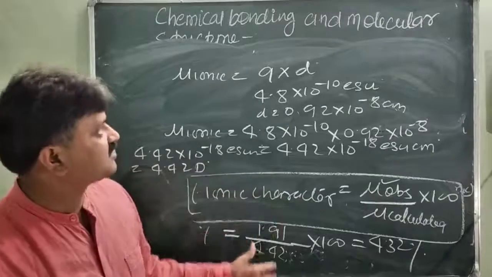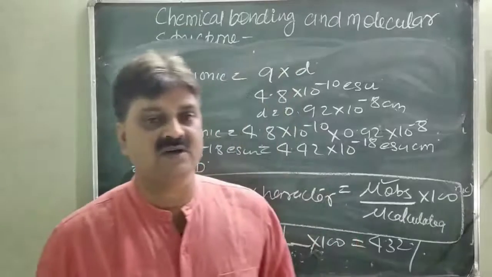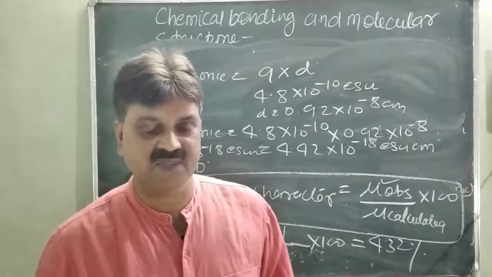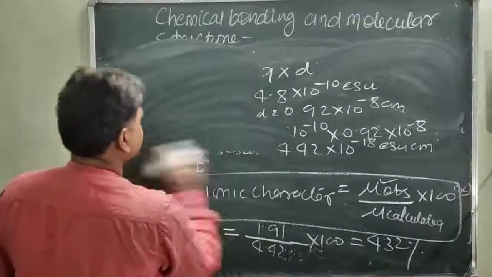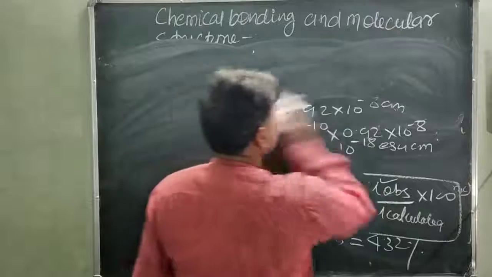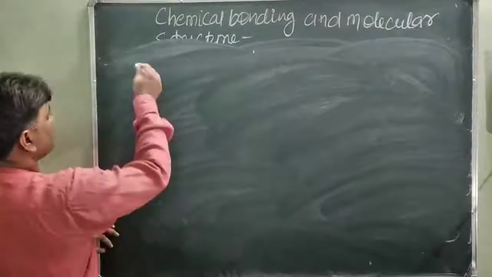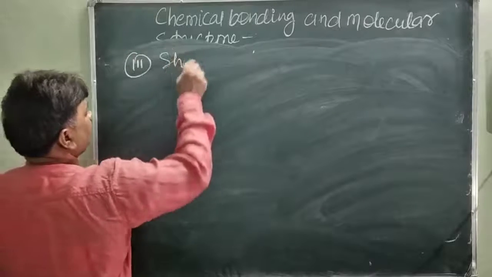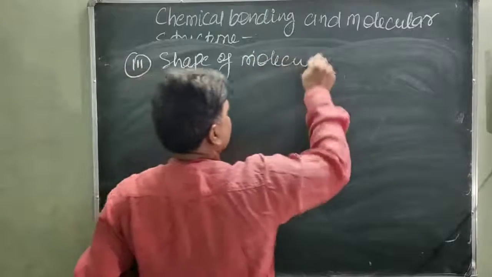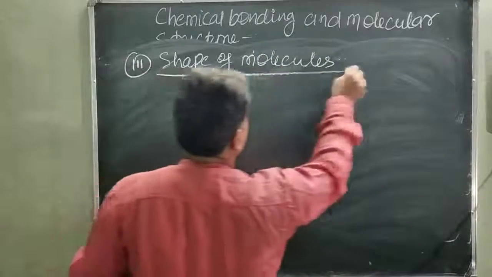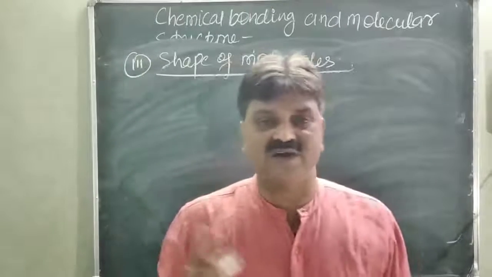So with the help of this dipole moment, you can predict the percentage ionic character of the given molecules. Is it clear? Third application, this is the shape of molecules. You can predict the shape of molecules. On the basis of the dipole moment value, you can predict what would be the shape of the molecule.